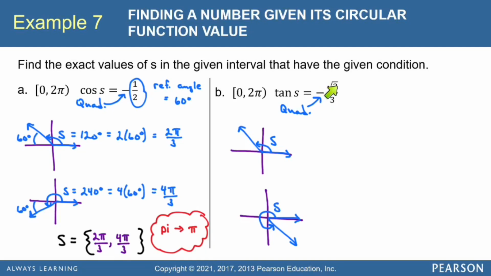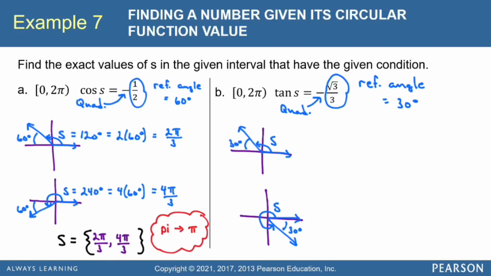And now let's use the square root of 3 over 3 to find the reference angle. So this number we memorized is the tangent value for 30 degrees. So now we know our reference angle is 30 degrees, and we'll put that on both diagrams.